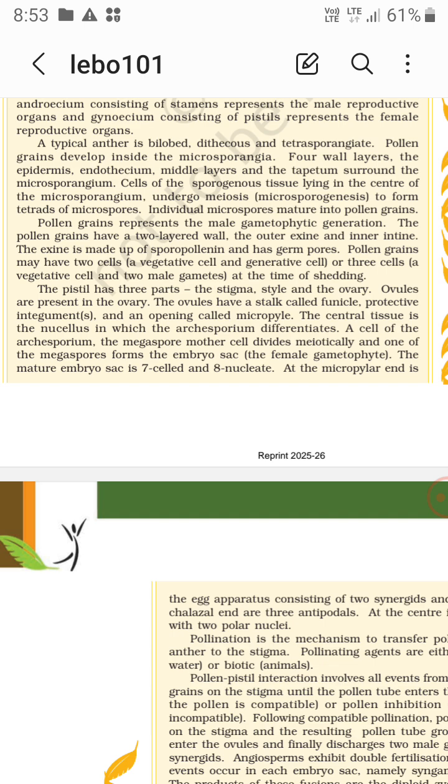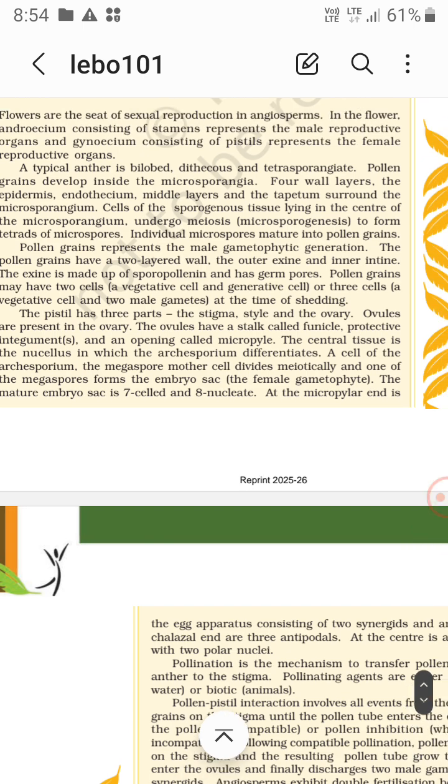Pollen grains may have two cells, a vegetative cell and a generative cell, or three cells, a vegetative cell and two male gametes, at the time of shedding. Shedding means that when the pollen grains are shed, they are present on the stigma.